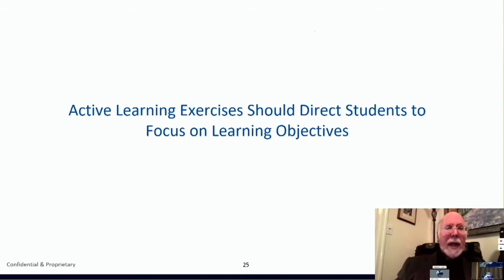So active learning exercises in teaching should direct students to focus on learning objectives. A learning objective is what you want them to learn. A learning outcome is what they actually learn. You want them to have learned specific learning objectives.